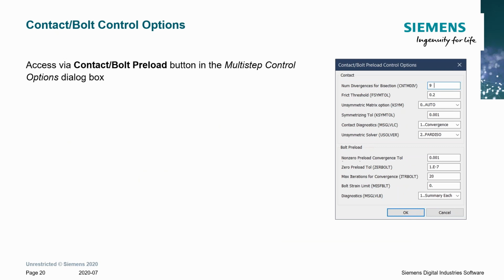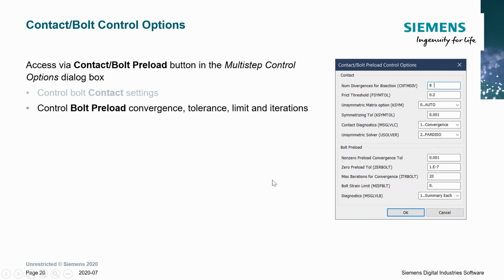Okay, also there's this contact bolt preload solution. There's some things like divergences for a bisection. You set that to 0 to 9. Then there are also some different tolerances. And you notice that the unsymmetric solver is this Pardiso solver. So we recommend that you leave that as the default for doing a bolt preload. And then again, setting your tolerances for the bolts.